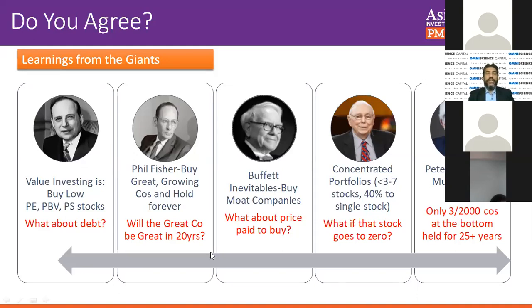Buy great growing companies, hold forever, very good. Do you think the great company will be great 20 years from now, 15 years from now, 10 years from now? On what basis? Warren Buffett seems to say buy more companies. Isn't it important what price you pay?